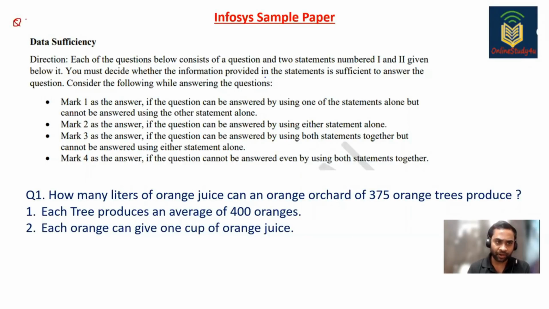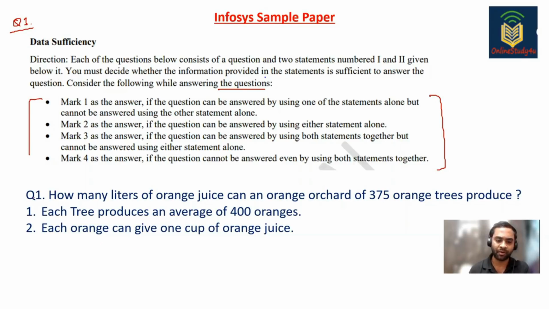Question number one. Friends, this question I have taken from reasoning, data sufficiency. Each question below consists of a question and two statements numbered 1 and 2. You must decide whether the information provided in the statements is sufficient to answer the question. Consider the following while answering. Mark 1 as the answer if the question can be answered using one of the statements alone, but cannot be answered using the other statement. So you need to read this. Data sufficiency is one of the very simple question types where you do not have to find each and every value from the question.